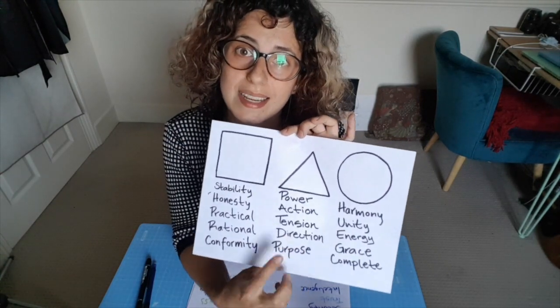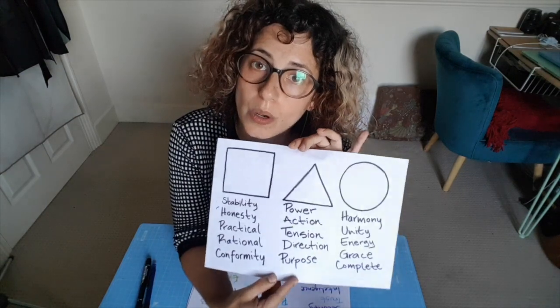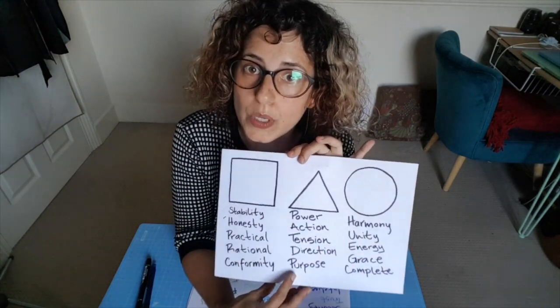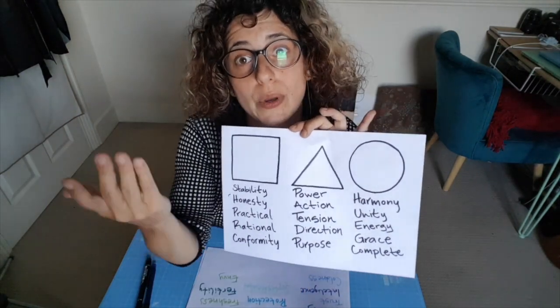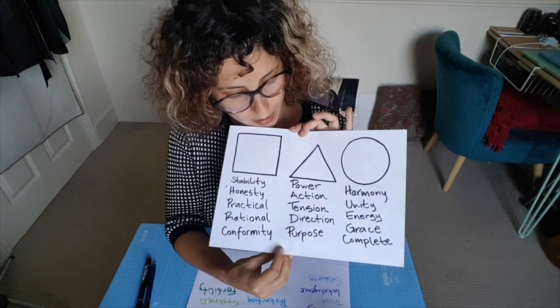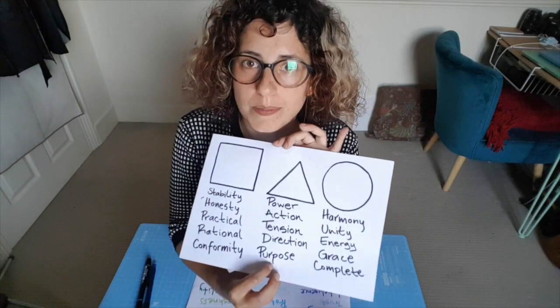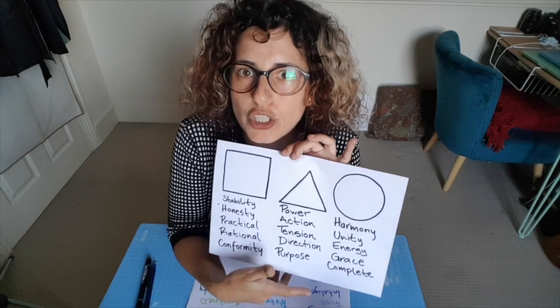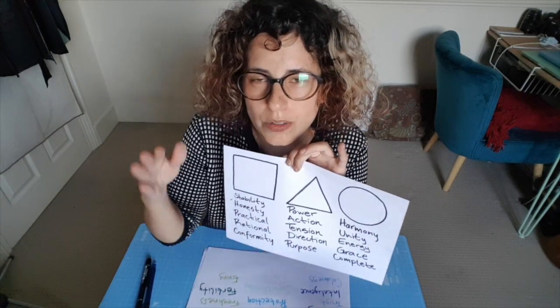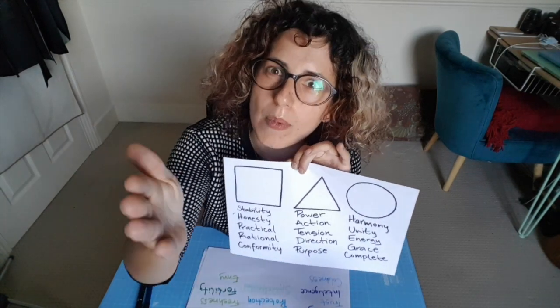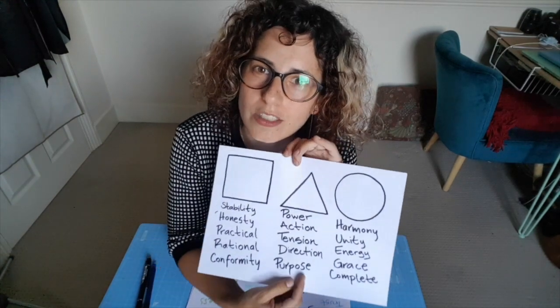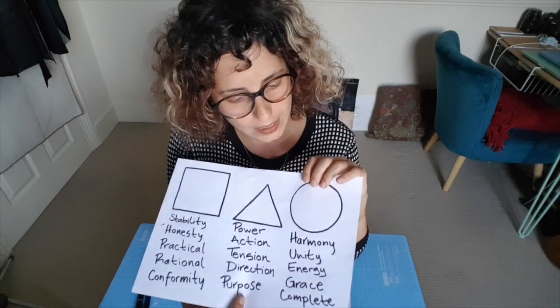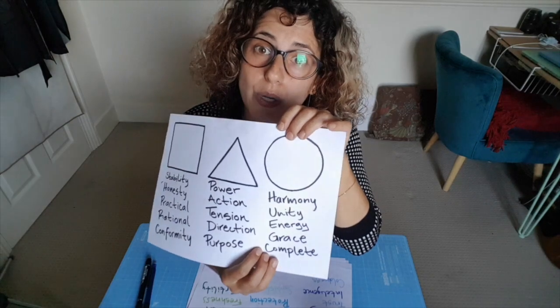Direction, like we said, similar to action. Arrows help point you in the right direction. And purpose. So similar to action and direction, there's a lot of sort of strength to this shape. And lastly is our circle.